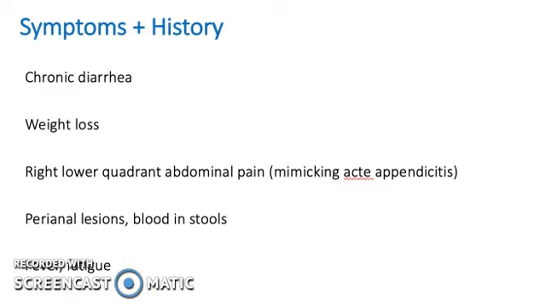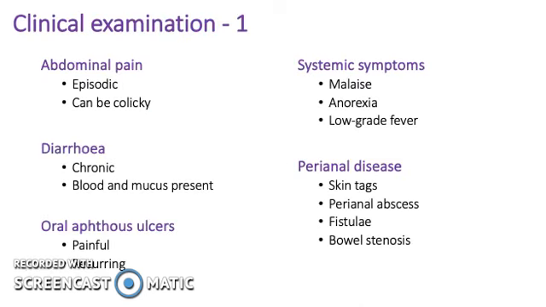The symptoms and history are chronic diarrhea, weight loss, right lower quadrant abdominal pain, perianal lesions, blood in stools, fever and fatigue. For your clinical examination, you want to ask about abdominal pain. Do they have diarrhea? Do they have oral aphthous ulcers? Systemic symptoms such as malaise, anorexia, or low-grade fever, and perianal disease.